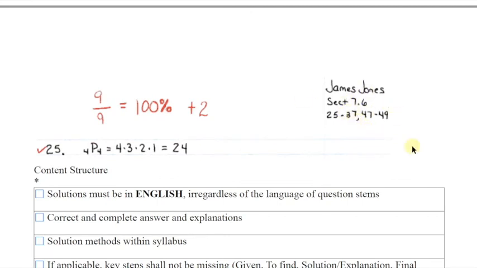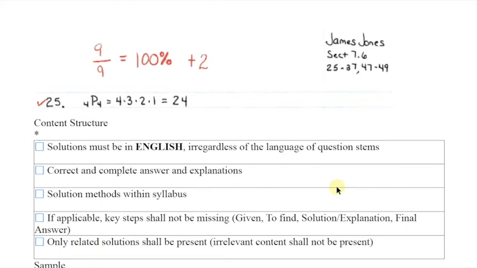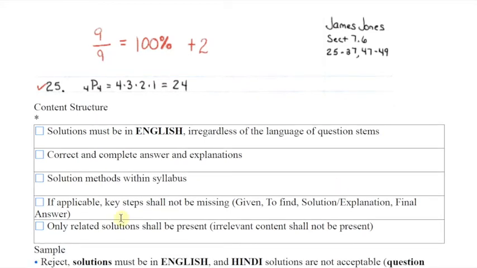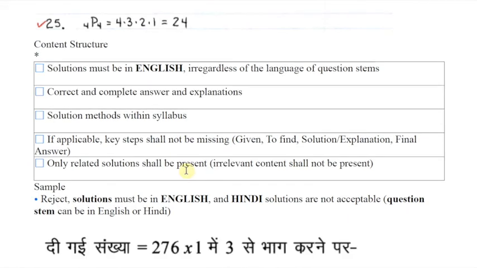Content structure: the solution must be in English regardless of the language of the question stem, with a correct and complete answer and explanation. The solution must be within the syllabus, and if applicable, key steps shall not be missing, given to find the solution and final answer. If it is not applicable, then it can be left. We will see the complete checklist for this. Only related solution shall be present; irrelevant solution content shall not be present. So we will see the answer samples.